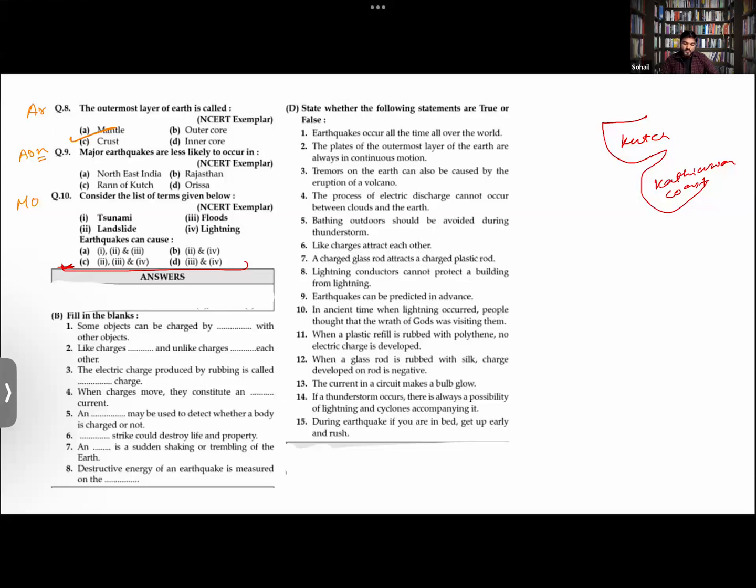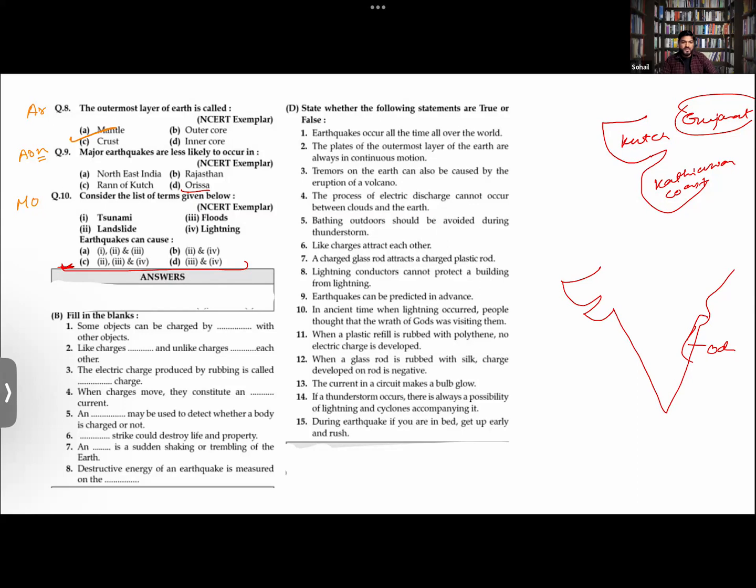Yes, sir. Odisha. See, in Gujarat, this is the Rann of Kutch over here, and that is the Kathiawar coast. So it is in Gujarat. So obviously, it is prone to earthquakes. Odisha is in this part of India. See, there is Odisha. Okay. Question number 10. You are answering which one, Moaz? Sir, A. Yes, sir.